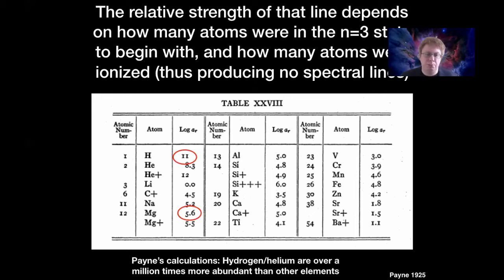What she found was pretty surprising at the time. She found that hydrogen and helium were by far the largest constituents in the sun. And all of the other materials like lithium, carbon, sodium, manganese, magnesium, these were all thousands to millions of times less strong. These numbers that she's listing here are exponentials. So hydrogen is 10 to the 11 times more abundant than her reference, and magnesium is only 10 to the 5.6 times. So her calculation said that there's 1,000,000 times more hydrogen than there is magnesium in the sun.